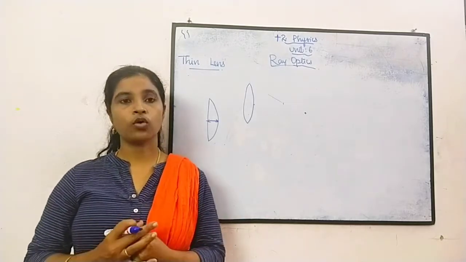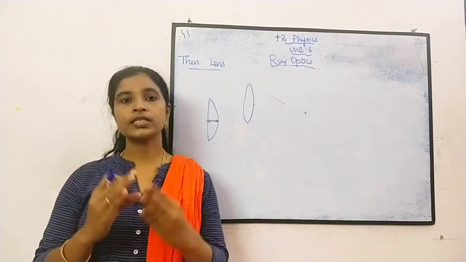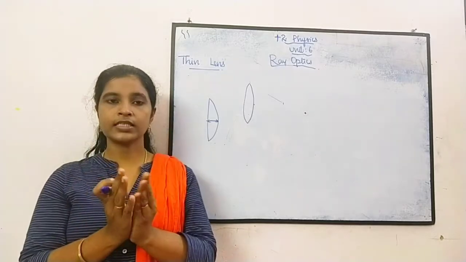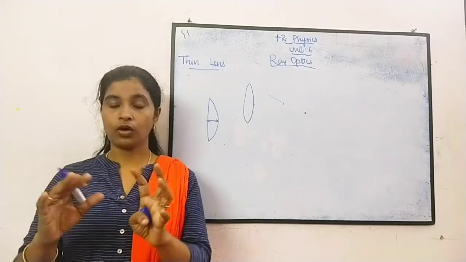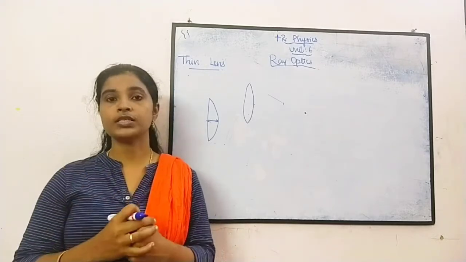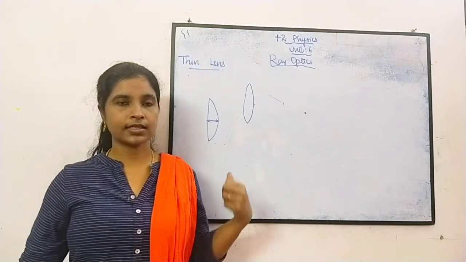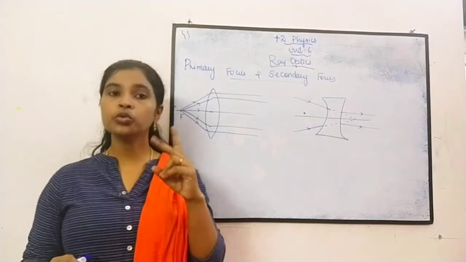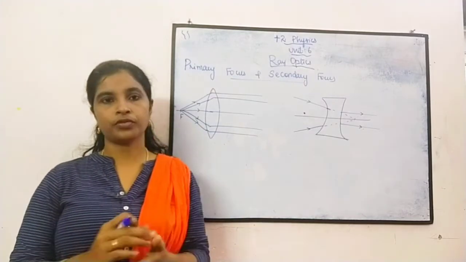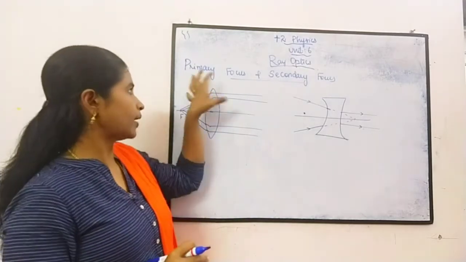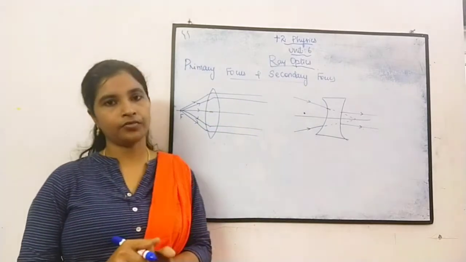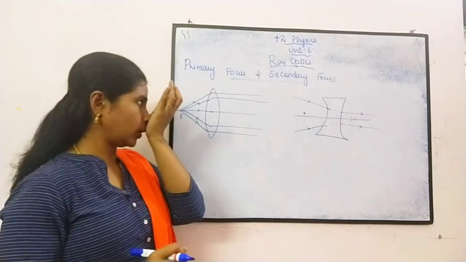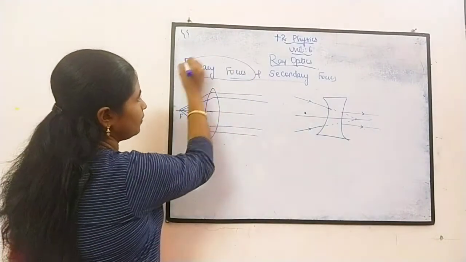First we are going to discuss the focus points of these lenses. If it is a two-sided spherical lens, what focus points do we have? We can discuss that one by one. In the case of a lens, we are going to study two focus points: one is the primary focus and one is the secondary focus. Let us see what the primary focus is and what the secondary focus is. Now let us see the primary focus.